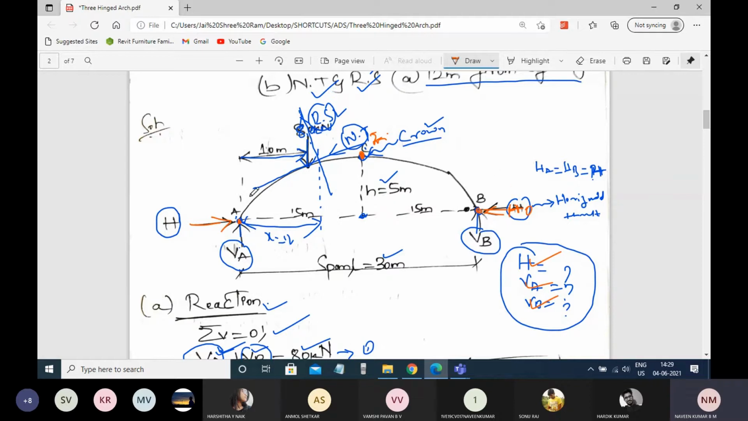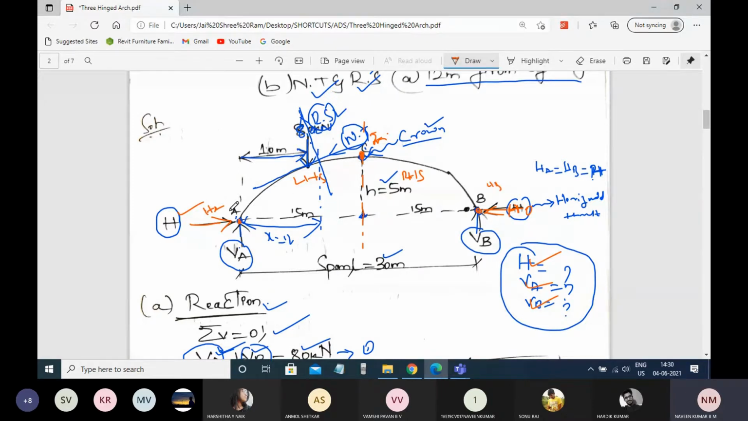So in order to find this value, what is the only option? The only option is to consider moment at C. Either you can consider the LHS or RHS, only half of the portion, because this H remains the same both at support A as well as at B.